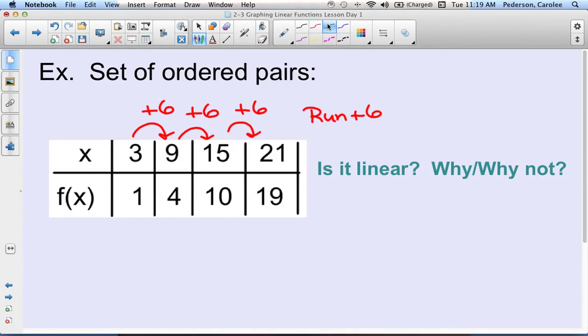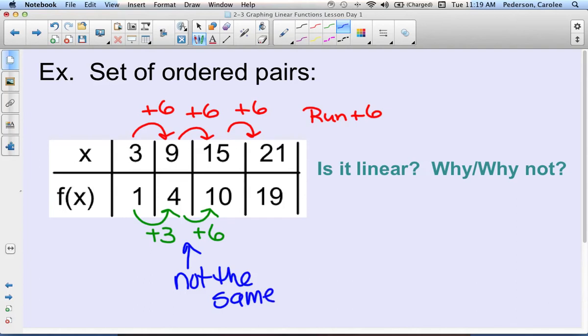Now let's talk about the y values. From 1 to 4, we get 3. From 4 to 10, we get 6. Uh-oh, what happened? These two are not the same. So we would say that this would not create a linear function. So it is a no, does not have a constant rate of change.